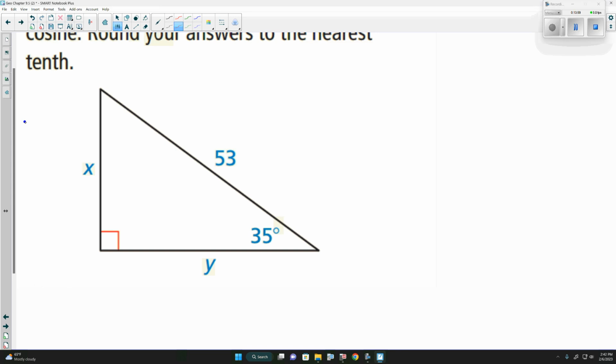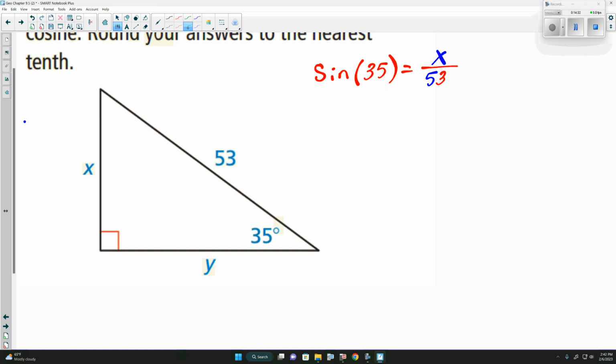So looking at this one here, we're going to solve for x and y. Let's solve for x first. How would we set it up if we want to solve for the value of x? Sine of 35, sine of our angle, equals x over 53. Opposite side over the hypotenuse. Sine of a given angle is equal to the opposite side over the hypotenuse.